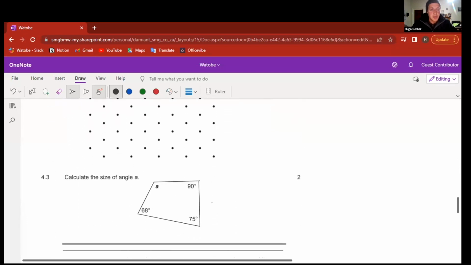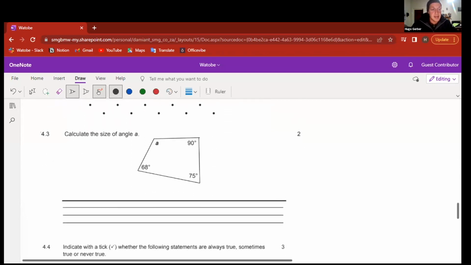All right, 4.2, we're going to skip for today. Calculate the size of angle A. This is a tricky one.